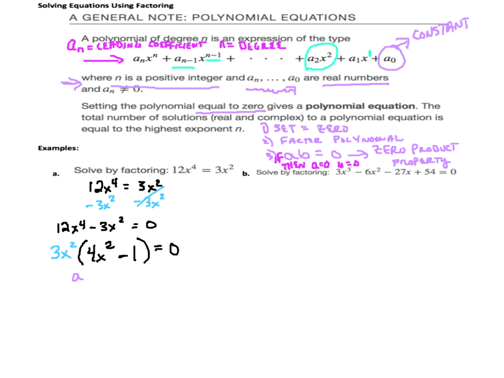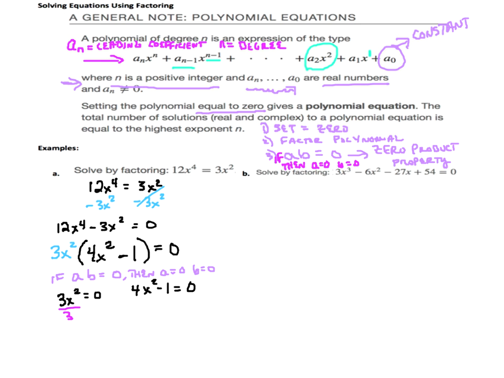I am now ready to apply my zero product property that says if we have this situation where A times B equals 0, then A had to equal 0 and or B had to equal 0. That's exactly what I'm going to do. I'm going to say, well, if this is the case, and I'm multiplying them together to make 0, then either 3x squared had to equal 0 or 4x squared minus 1 had to equal 0. Now, I still have to solve these, but I've made my task much easier.